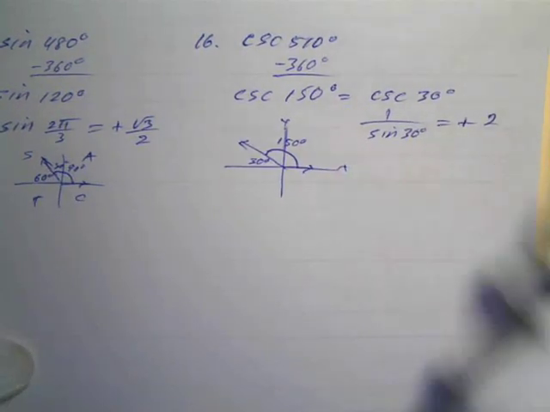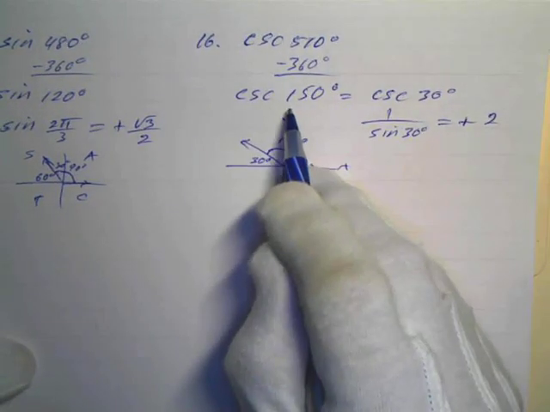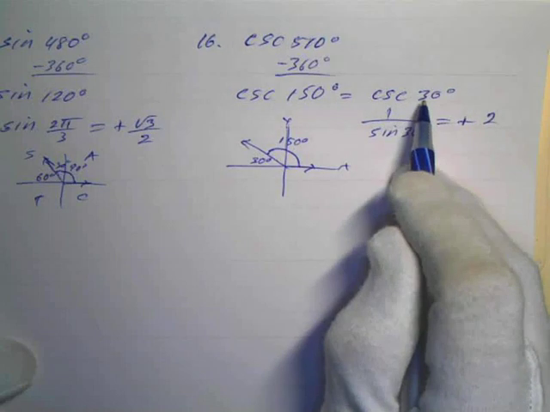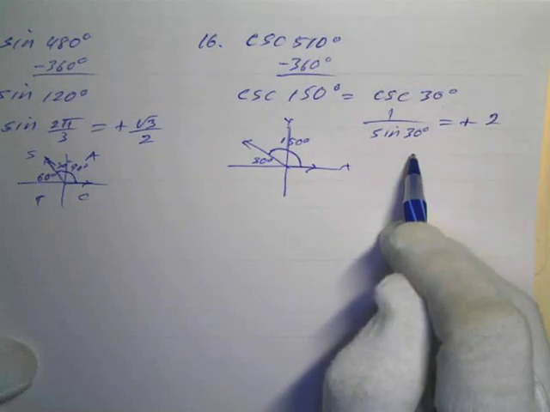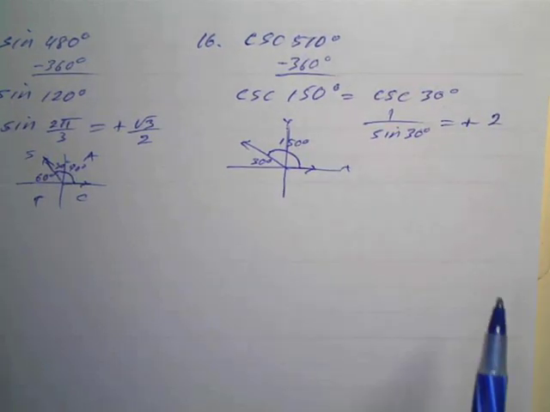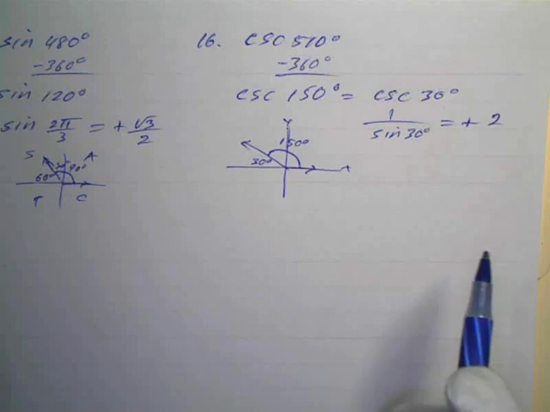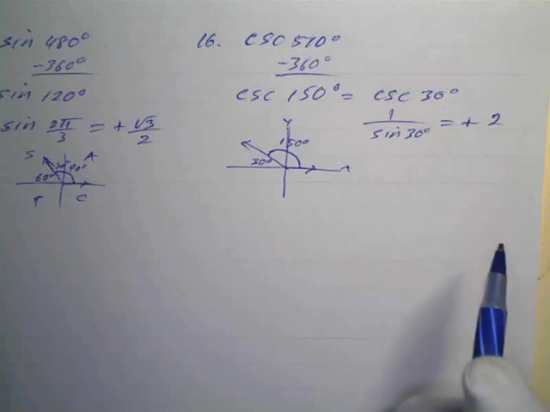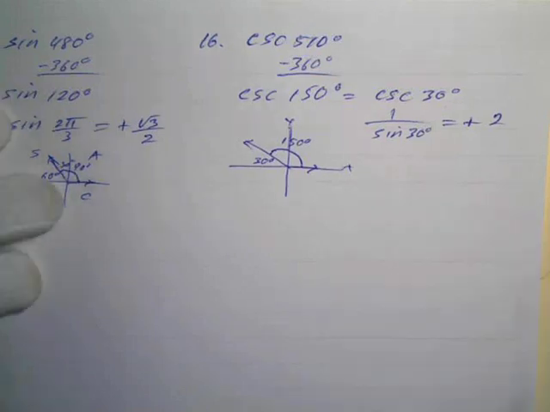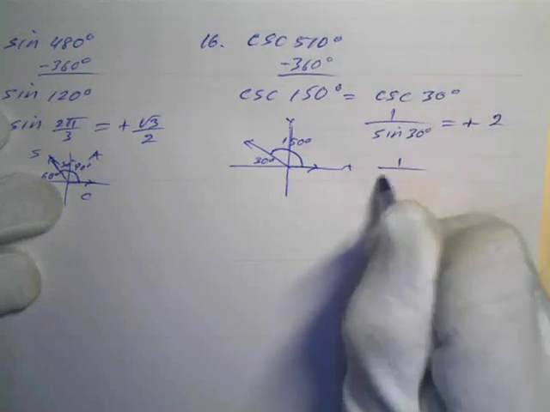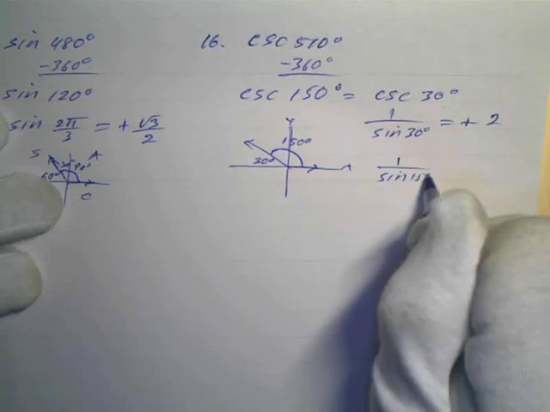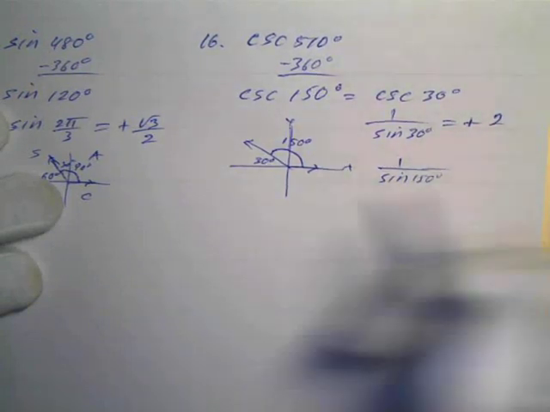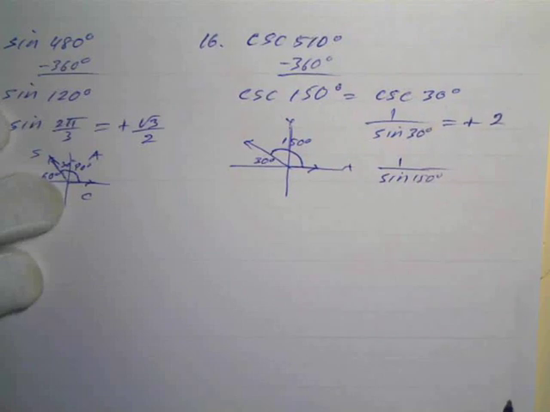Cosecant's 1 over the sine. So the cosecant of 150 is the same thing as the cosecant of 30, which is 1 over the sine of 30. In this quadrant, it's positive. Okay? Or, if it makes you feel better, 1 over the sine of 150 degrees. It's still in this quadrant, same thing as 30. That's your reference angle. So it's going to be positive 2. Okay? Is that all right?